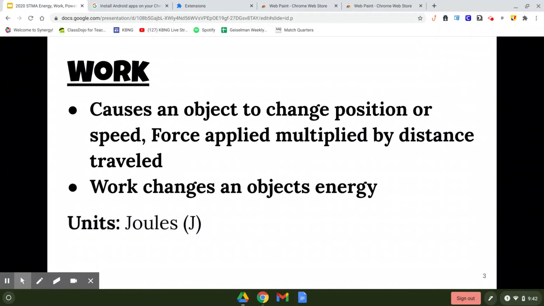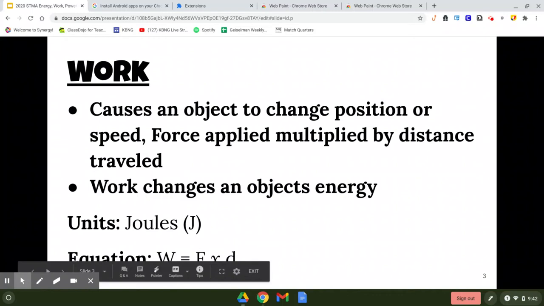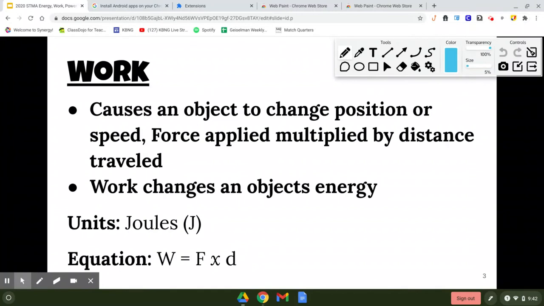So for the unit for work, we use the unit of joules. And we'll get into that more: what is a joule and how do we get to a joule? And there's a really nice equation. For work, work is equal to the force on the object times the distance that the force was applied to the object. So the work done on the object is equal to the force on that object multiplied by the length that the force was applied. So the distance that the force was applied.